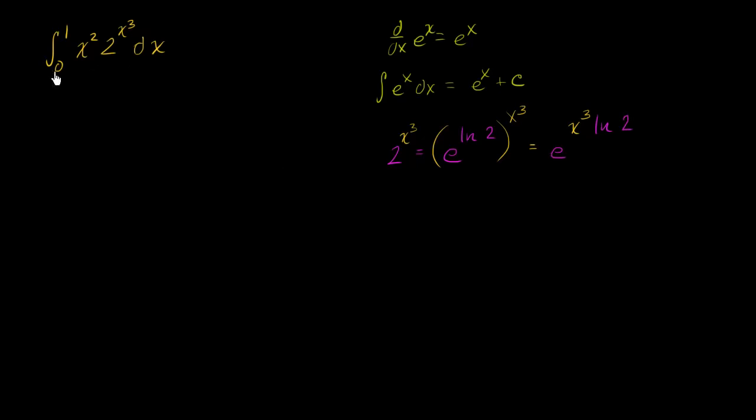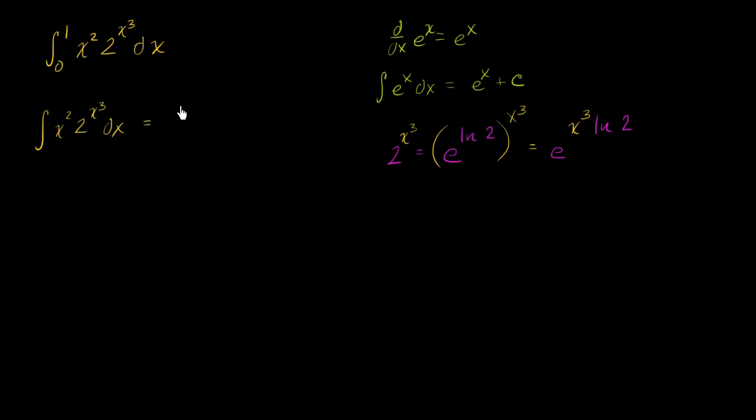So let's rewrite this. And actually, what I'm going to do is let's just focus on the indefinite integral first, see if we can figure that out, and then we can evaluate the definite one. So let's just think about this. Let's think about the indefinite integral of x squared times 2 to the x to the third power dx. So I really want to find the antiderivative of this.